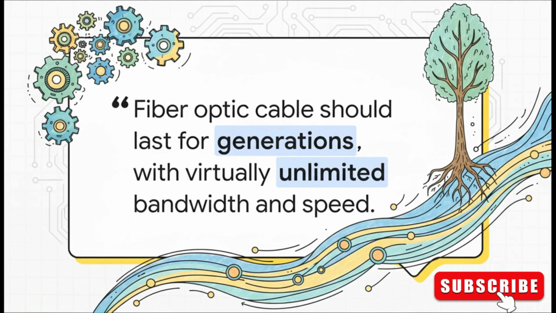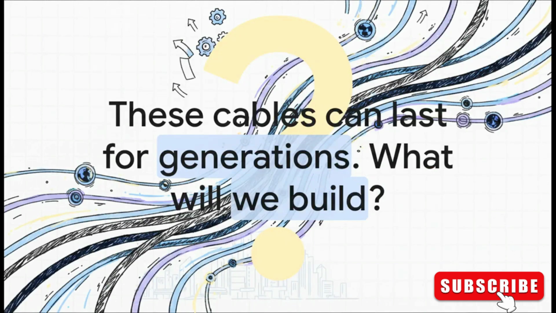You know, maybe the most incredible thing about this technology is just how long it lasts. Because it's glass, it doesn't corrode or break down like copper. The fiber optic network we are laying today is literally being built to last for generations. And its capacity, it's not fixed. It's practically unlimited. We can just keep upgrading the lasers on either end to push more and more data through the exact same strand of glass. It's completely future-proof. So that leaves us with one final thought.